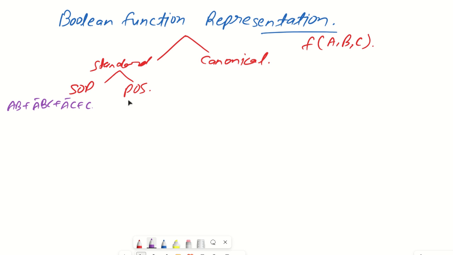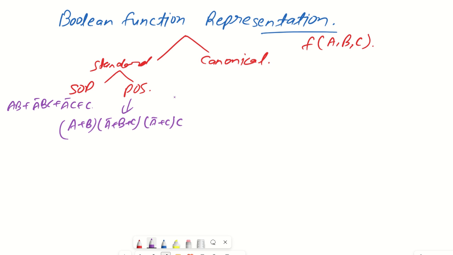What could be the example of product of sum? I can take an example like (A plus B) into (A bar plus B plus C) into (A bar plus C) into C. You can see this is a product of sum terms. A plus B is a sum, A bar plus B plus C is a sum term, and then products of all of them. This is how sum of products and products of sum work.